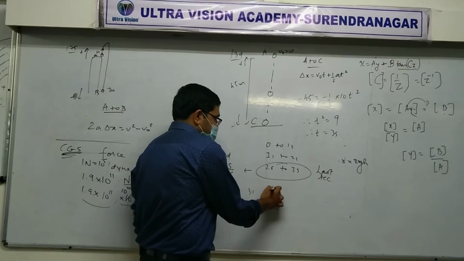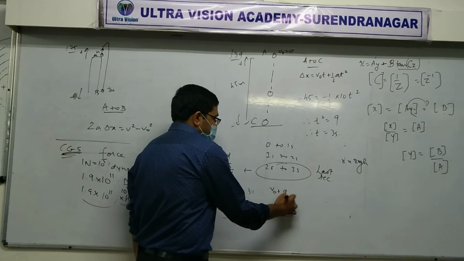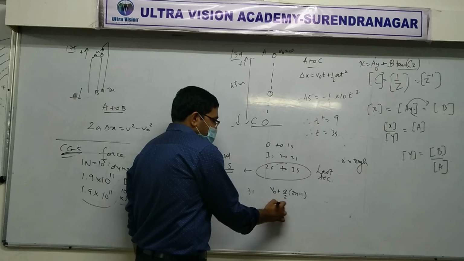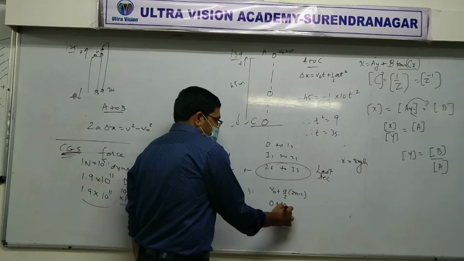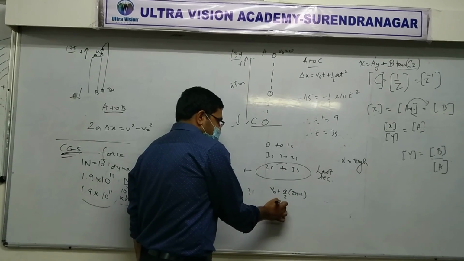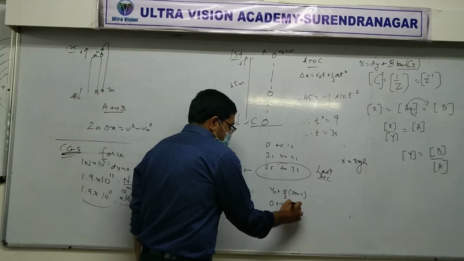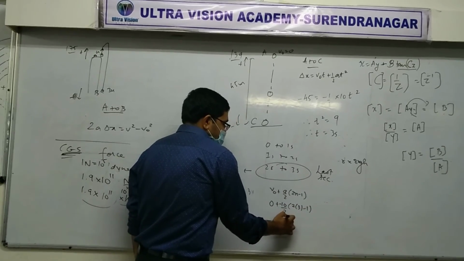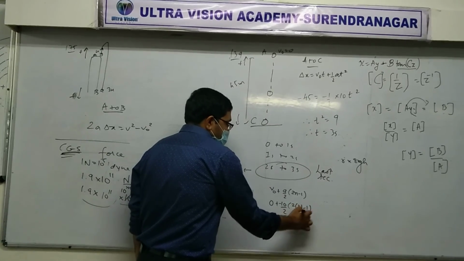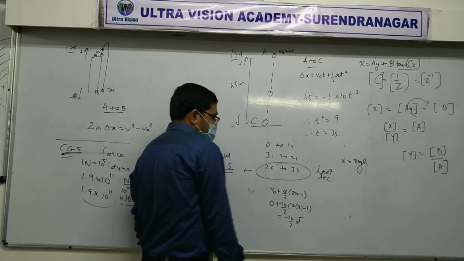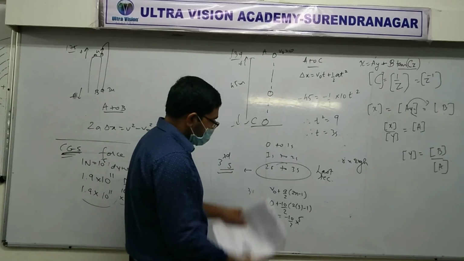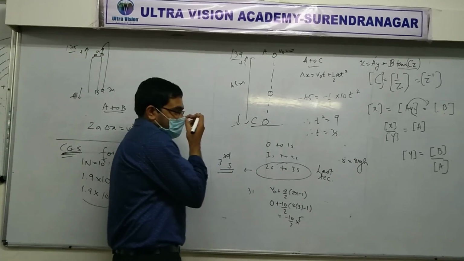Formula: V0 plus A by 2 into 2n minus 1. Put n as 3. V0 is 0, A is 10 in value only, and 2 into 3 minus 1 is 5. So how much is that? 10 by 2 into 5, so that is 25.